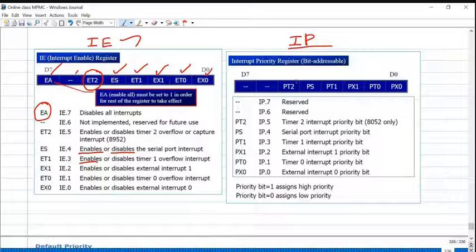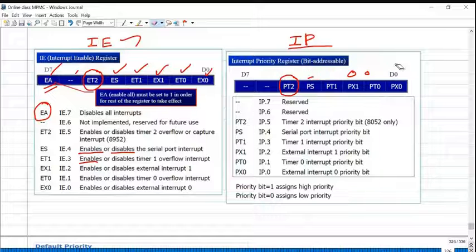Okay. So this PT2 is associated with the 8052 microcontroller. So you can enable all the interrupts. At the same time, the programmer may assign the higher priority. Say for example, if PS equal to 1, if you write like this, then the serial interrupt has the highest priority. If this bit is 1 and remaining all are 0, you are making your serial interrupt the highest priority among all other interrupts.